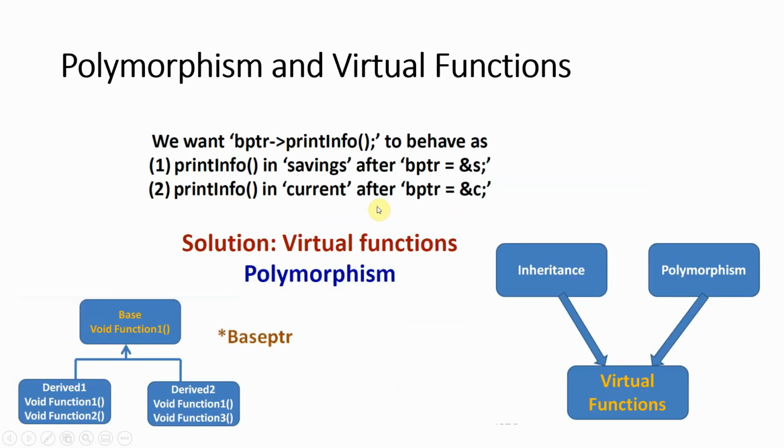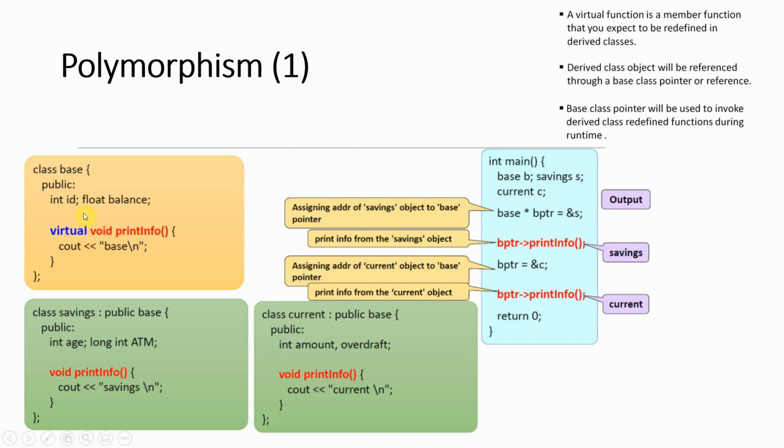So this is what polymorphism is. This is how we can solve this problem. The solution is by adding a keyword in the base class member function. That keyword is virtual. So we define the print_info as a virtual function. Once you add this keyword, you're letting the compiler know that if you have a base pointer, or a base reference variable, and they call the print_info function, right?